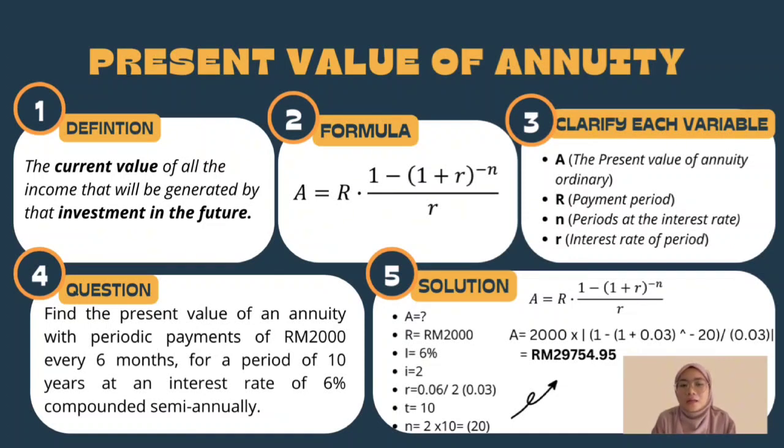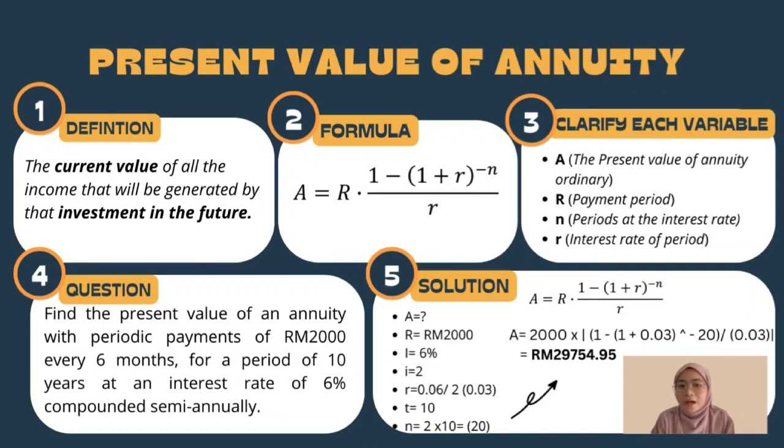Then r, how do we find r? It is the interest rate per year divided by the number of compounding periods per year. We got 0.03. Then T, which is the number of years, is 10, and the last is N. We find N as the number of compounding periods per year multiplied by the number of years, so we got N is 20. After we got the information given and calculated all this, we put it in this formula, which is A, we do not know how much, equals R, 2,000 ringgit, multiplied by 1 minus (1 plus r), where r is 0.03, to the power of negative N, where N is 20, divided by r, which is 0.03.